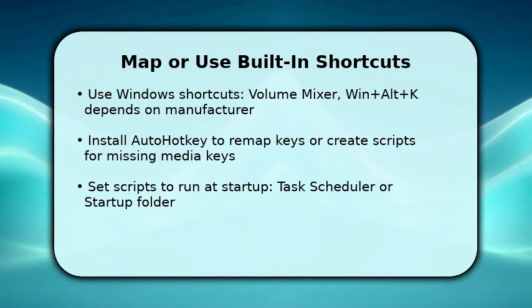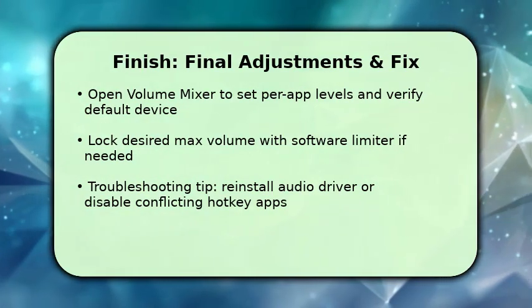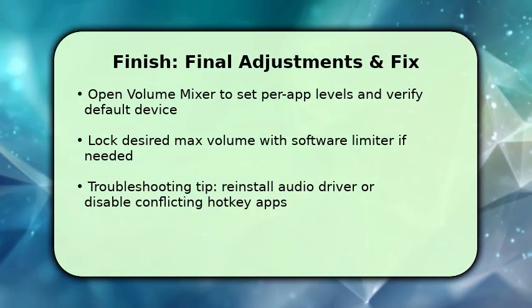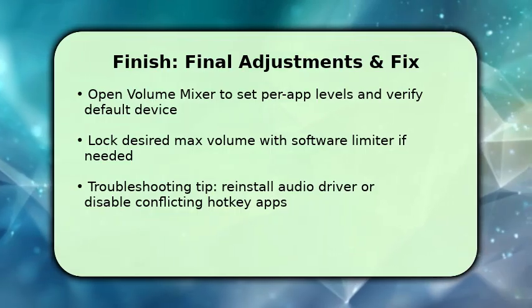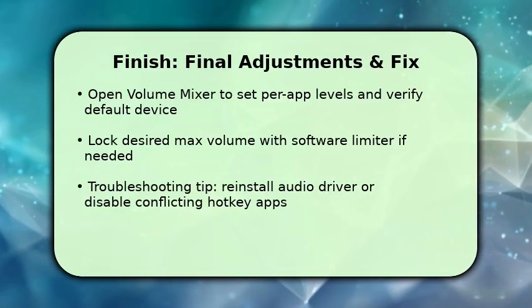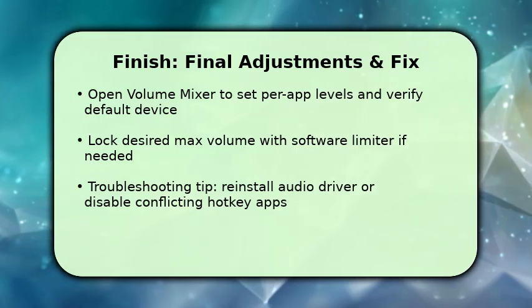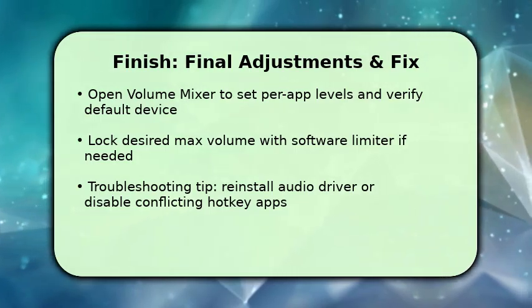Finally, verify everything. Open Volume Mixer to confirm per application levels and that your preferred output is the default device. Make final tweaks to AutoHotkey timings or vendor utility polling intervals so presses feel responsive. If you want a safe ceiling, enable a software limiter or set max volume in the utility.